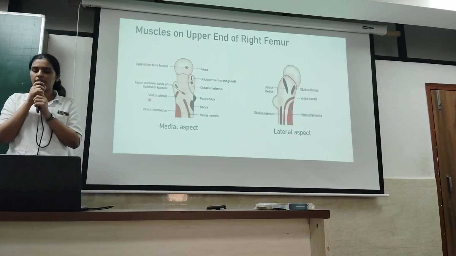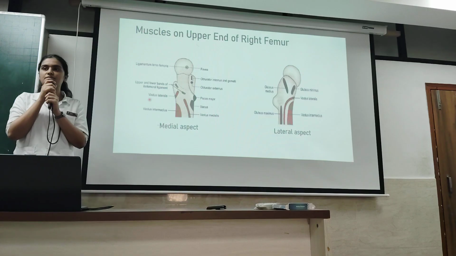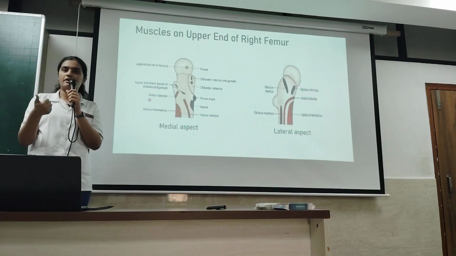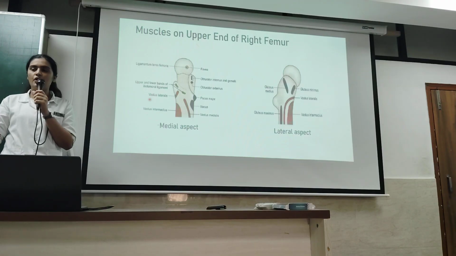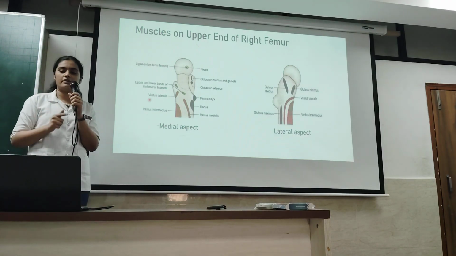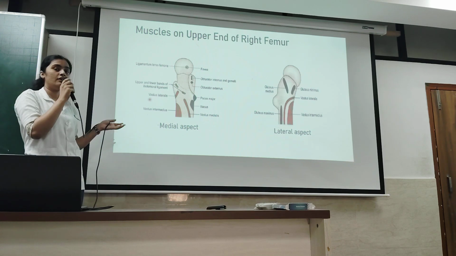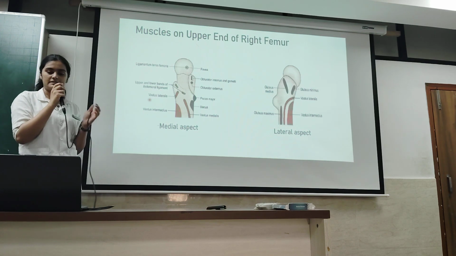Now, as we move forward, we have the attachment of gluteus minimus. On the intertrochanteric line, we have the highest fibers of vastus lateralis above, followed by the highest fibers of vastus intermedius below. So this is all about the upper end of the femur, where numerous muscles are attached.